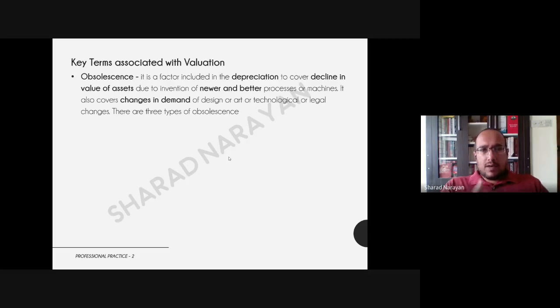So the next term that we have to be very careful about is obsolescence. By the nature of the word itself, I think some of you will already be aware of what obsolescence is. It is basically a factor included in the depreciation to cover decline in the value of assets due to invention of newer and better processes or machines. It also covers change in demand of design or art, technological or legal changes.